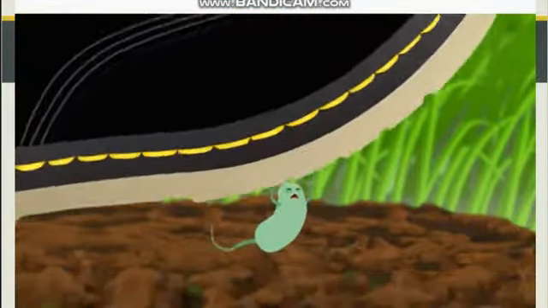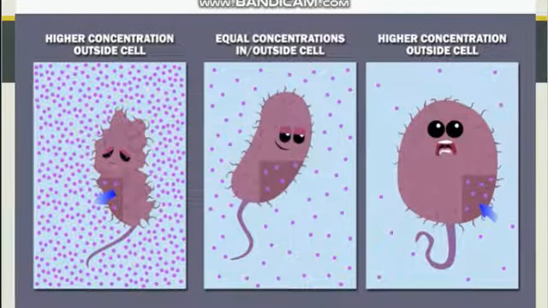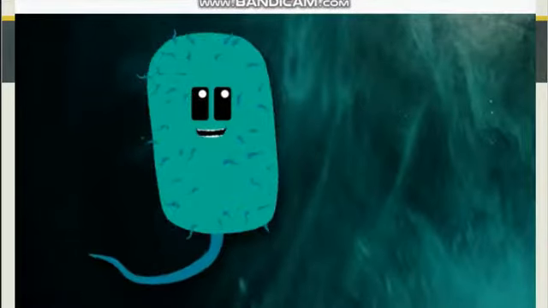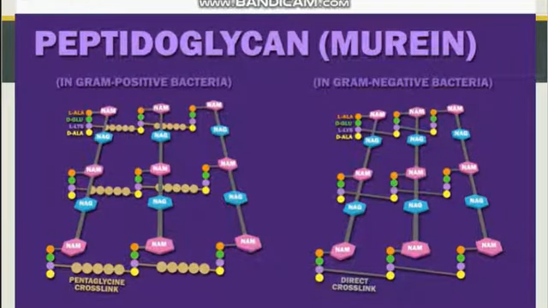informative. Bacteria have cell walls made up of polysaccharides that give them strength and rigidity. This is important since bacteria often experience variations in osmotic pressure due to the different solutions they encounter, and it is their cell walls which prevent them from shrinking or swelling. As a reminder, osmosis is the process by which solvent molecules pass through a semi-permeable membrane from a less concentrated solution to a more concentrated one, equalizing the concentration on either side of the membrane. Nearly all bacterial cell walls have a peptide polysaccharide layer called peptidoglycan, also known as murine. Peptidoglycan is a polymer made up of sugars and amino acids which forms a kind of mesh.